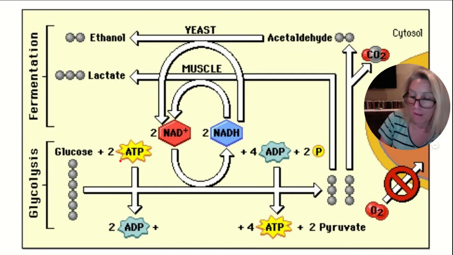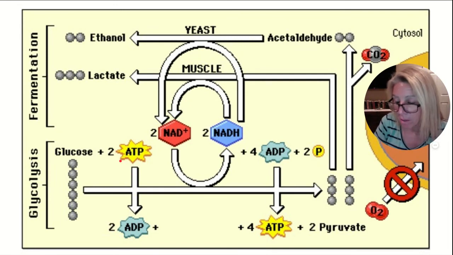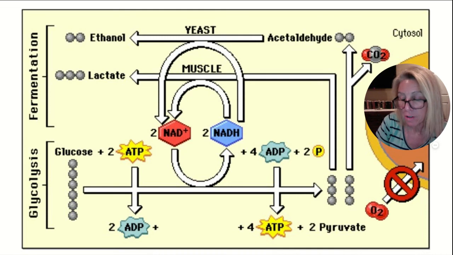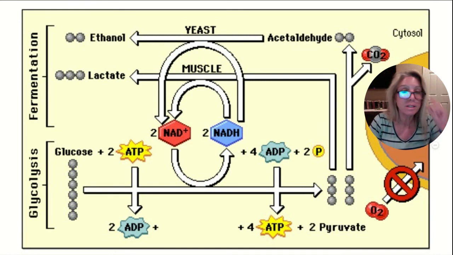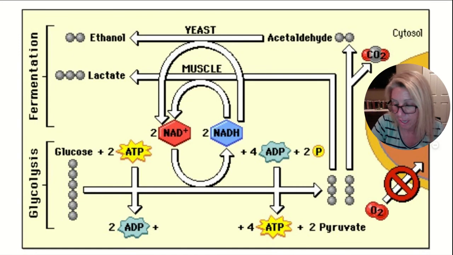So on your notes, on the basics, for anaerobic process, the purpose is to oxidize NAD so it can be reused again in glycolysis. There are two options depending on the organism. There's alcoholic fermentation, done by yeast, which produces alcohol as well as CO2.